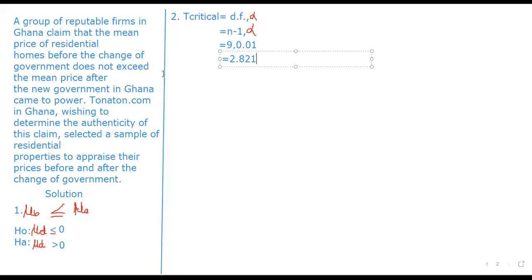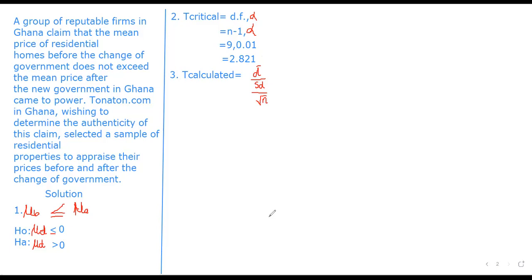And the third question is asking for what? T calculated or T tabulated. So T calculated, or T calc. This is where the workload is. We are saying it is D bar all over SD over square root of n. That's the formula. So now let's find our D bar first. You get it?